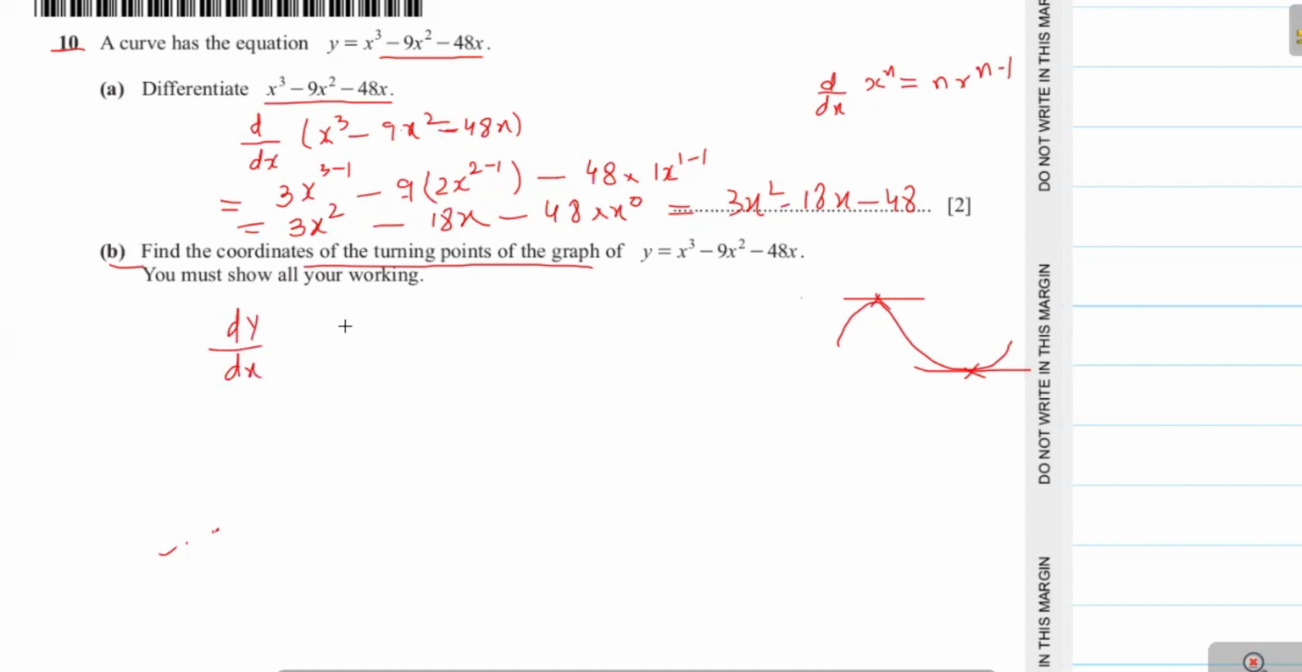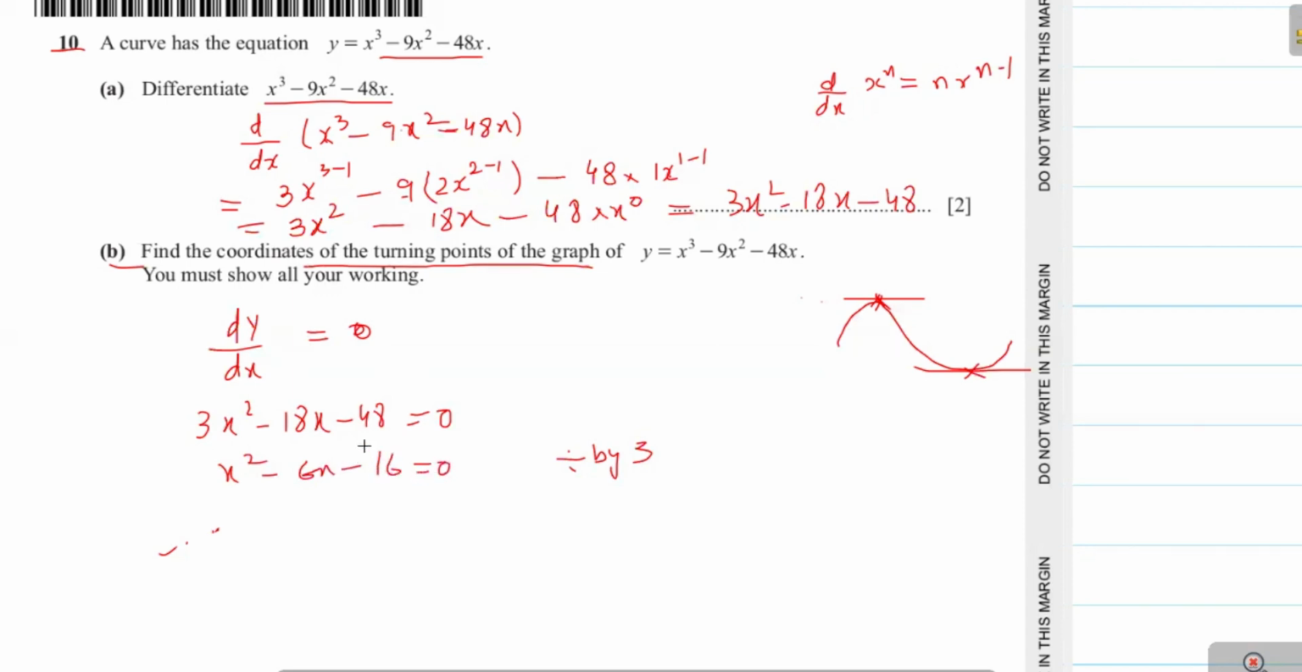Here, this value is dy over dx. And this value dy over dx, 3x square minus 18x minus 48, equal to 0, because the derivative of this function is the gradient of the tangent, and the gradient of the tangent at a turning point is equal to 0. Therefore, dy over dx is 3x square minus 18x minus 48 equal to 0.